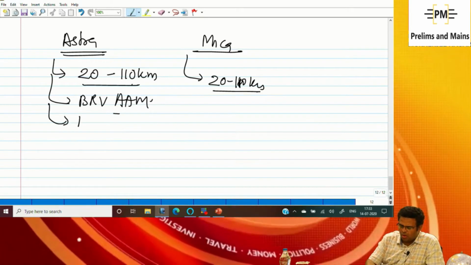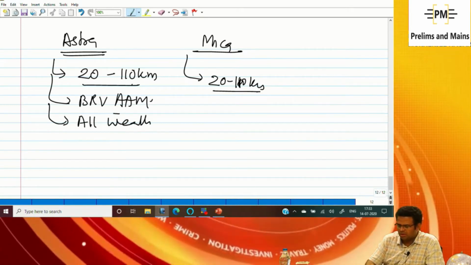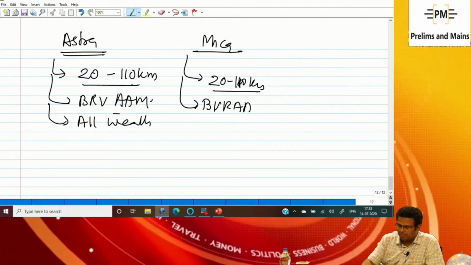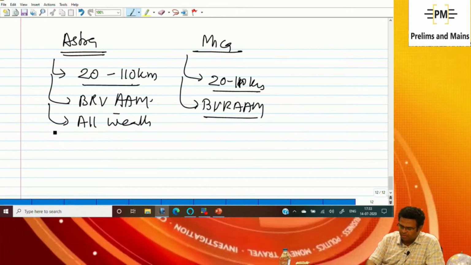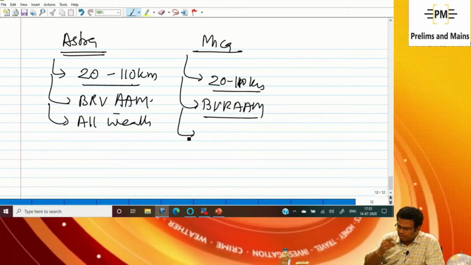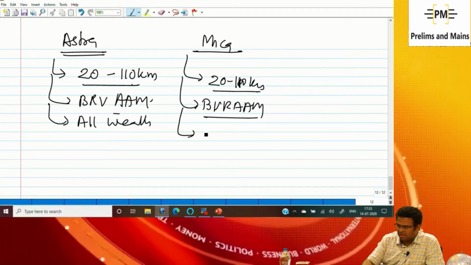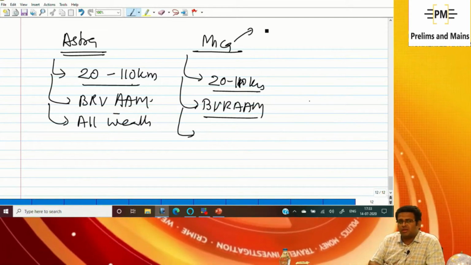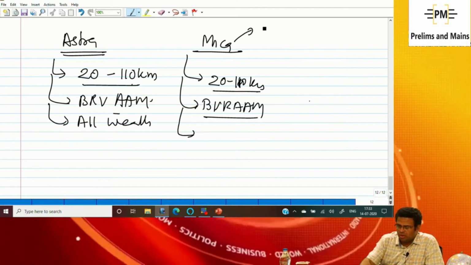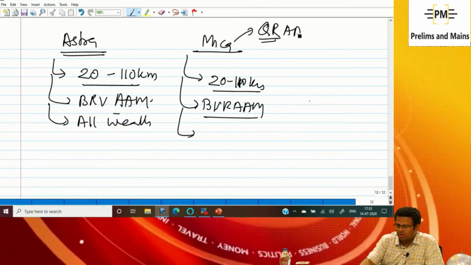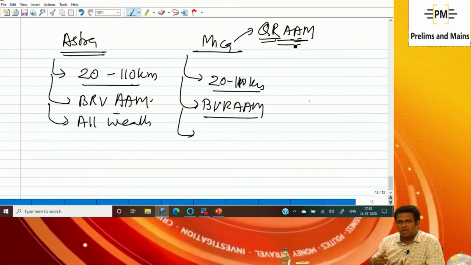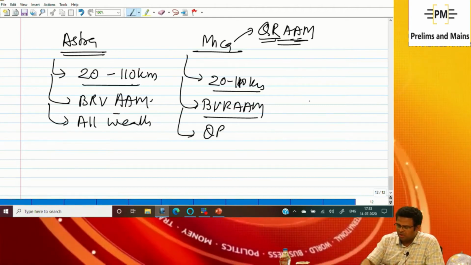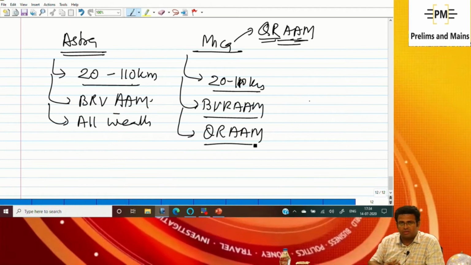It can work in all weather conditions, similarly to a BVRAAM. And another, if I am talking about Mica, it is considered as an air to air missile, but it is also considered as a quick reaction air to air missile. So it can strike any target very fast. Quick reaction air to air missile means it can strike the target very fast.